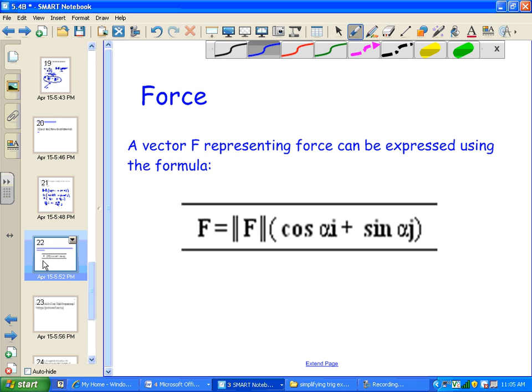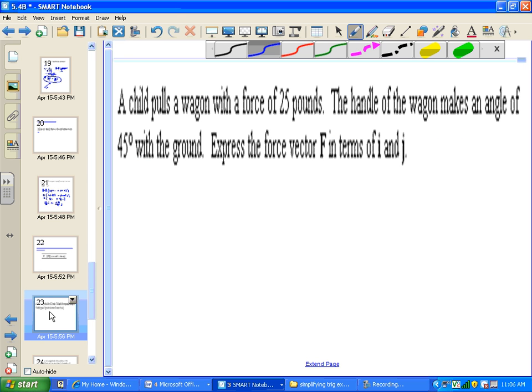Now, let's look at an example here where we're going to find the force. It's kind of blurry there. I'll kind of read it off if you want to copy it. All right. So it says the child pulls a wagon with a force of 25 pounds.